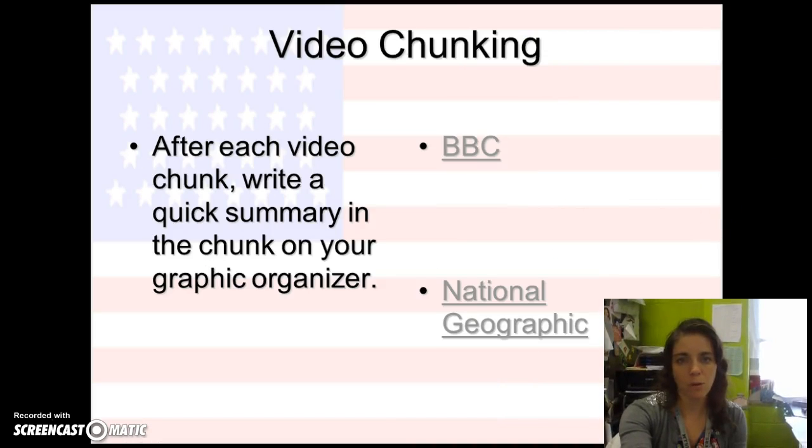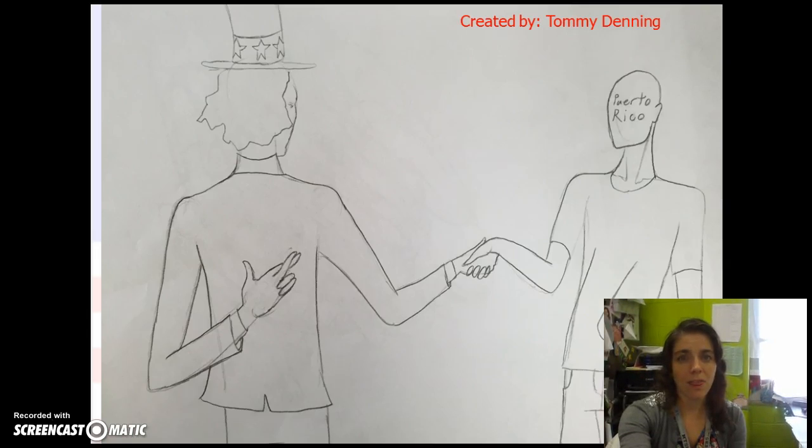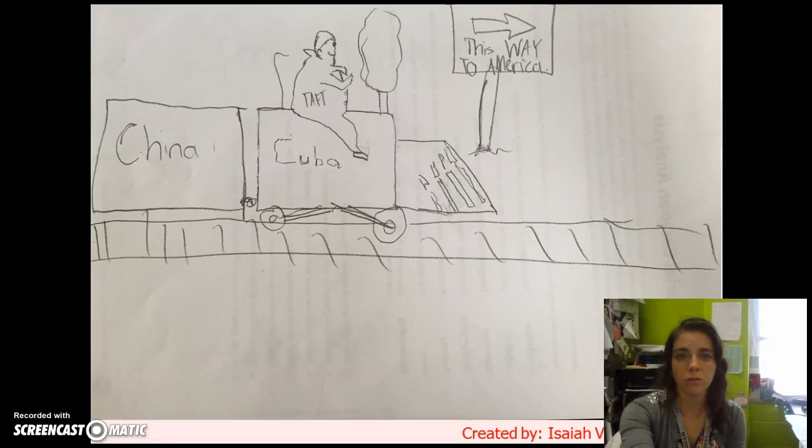We'll talk a little bit more about that in class because we're going to watch these 2 videos. Okay, and I think that's it. I'm going to leave you with some political cartoons that I want you to be thinking about. These are political cartoons that were created by my students last year. It's one of my favorite ones. This is Zoe Saldana, and this is about the open door policy. And I want you to think about these because you're going to be making your own.